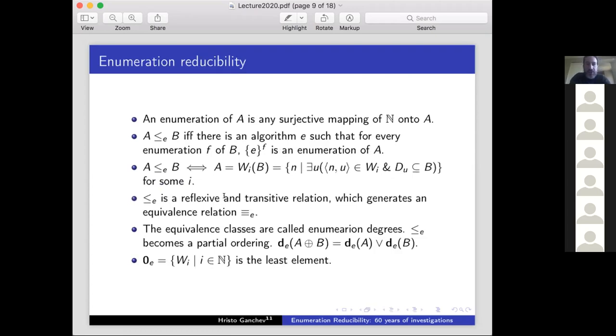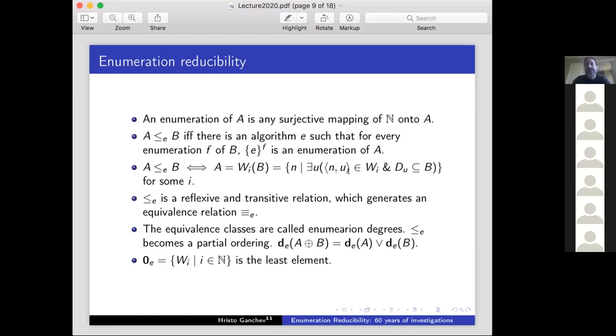What about enumeration reducibility, which this talk is actually all about? Well, enumeration reducibility arises some 20 to 30 years after Turing reducibility. And it goes like this. An enumeration of a set A is just a surjective mapping from the natural numbers onto A. Then we say that A is enumeration reducible to B if there is an algorithm which transforms every enumeration of B into an enumeration of A.